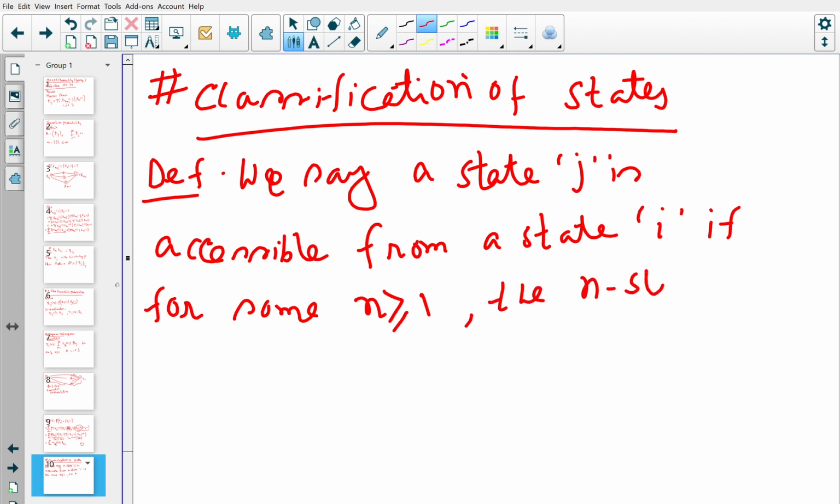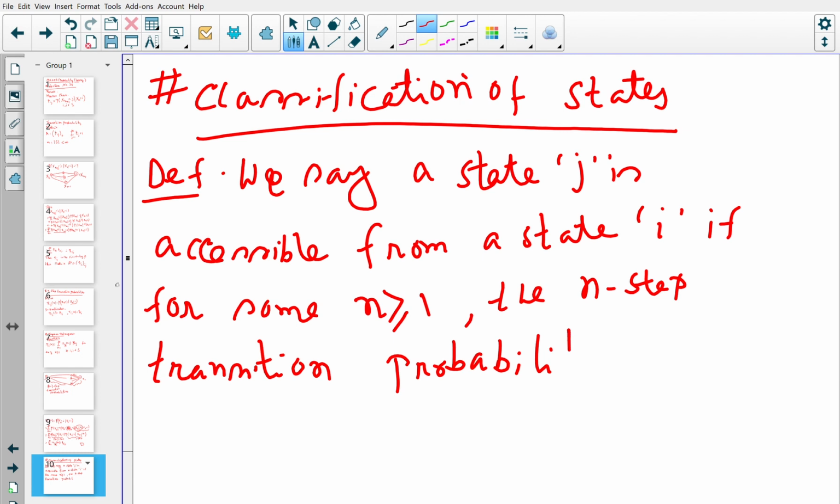And the n-step transition probability, which is defined by R_ij(n), is positive. If this is positive, then we call that j is accessible from i. So what is the meaning?